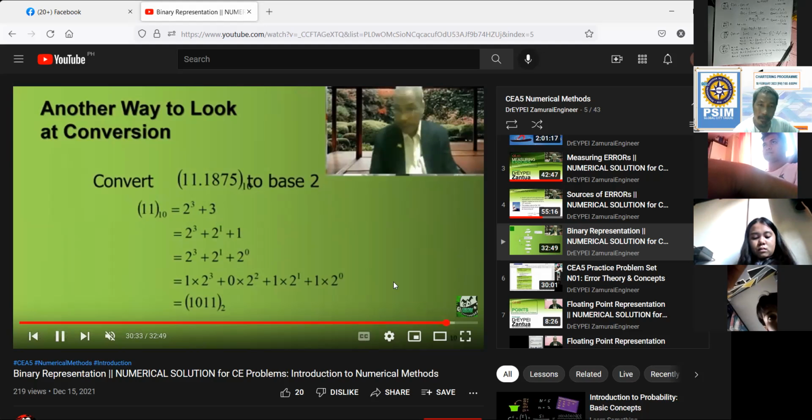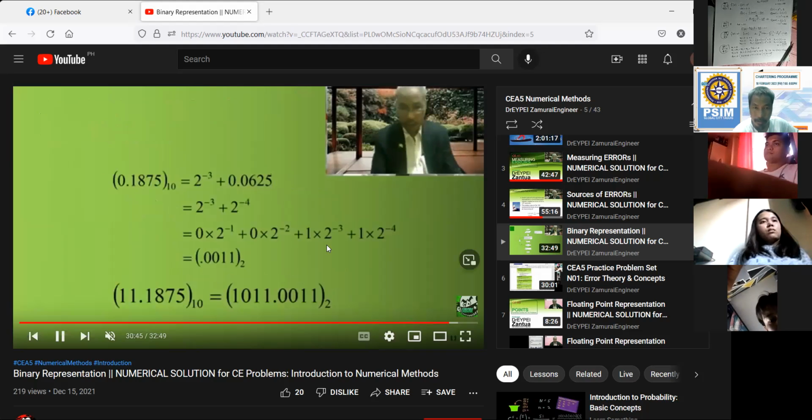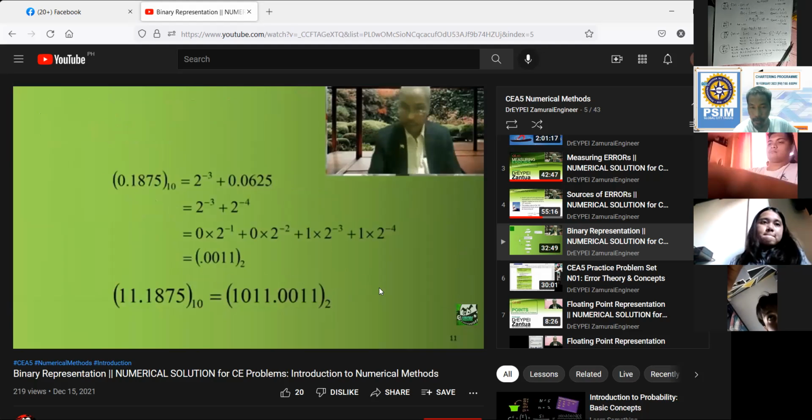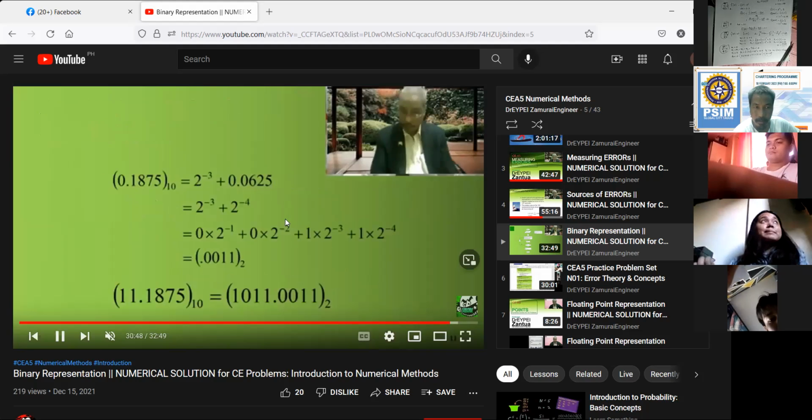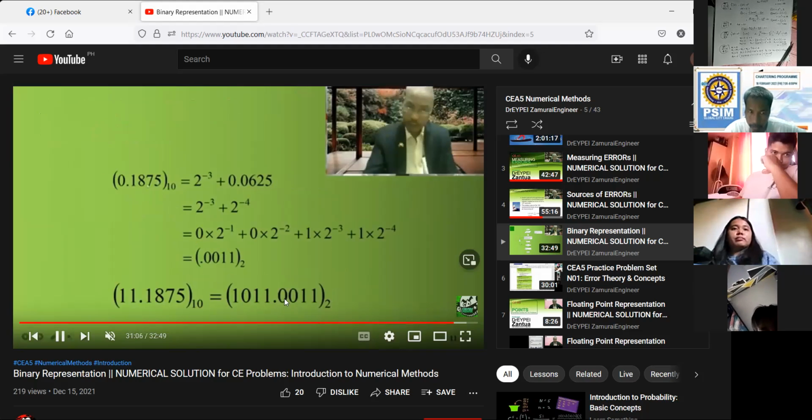The number must be divided in terms of what? Whole number and decimal part. And the conversion is different because for the whole number, you have to divide by 2. For the decimal part, again, you have to multiply by 2. So here is the multiplication part. After you get the answer for both, then you just have to add the two solutions, okay? This is the equivalent of 11. This is the equivalent of 0.1875.